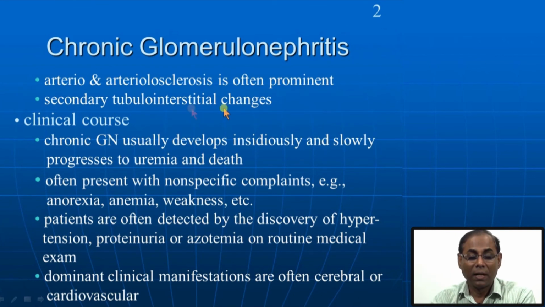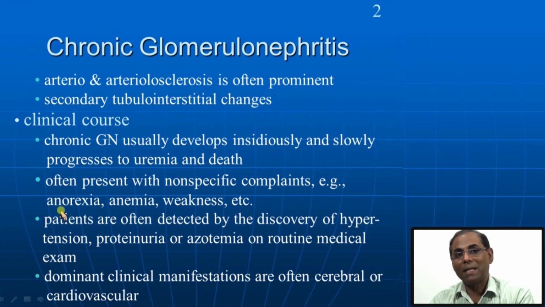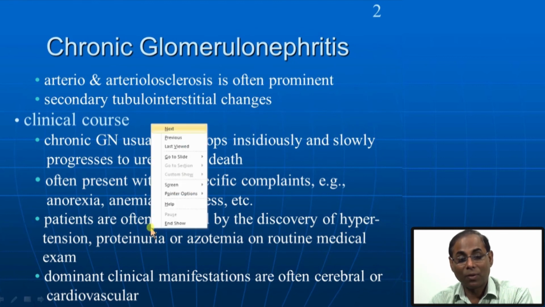Everything is fibrosed. Clinical course: chronic glomerulonephritis usually develops insidiously and progresses slowly to uremia and death, though obviously you can make these patients survive by transplantation or long continued dialysis. They often present with non-specific complaints. When they present only as chronic glomerulonephritis, we don't know exactly what the primary or initial type of glomerulonephritis was. So, the patient is often detected by discovery of hypertension, proteinuria or azotemia on routine medical examination, and dominant clinical manifestations are often cerebral or cardiovascular, because the kidney disease was silent. It came when the kidney had totally failed.